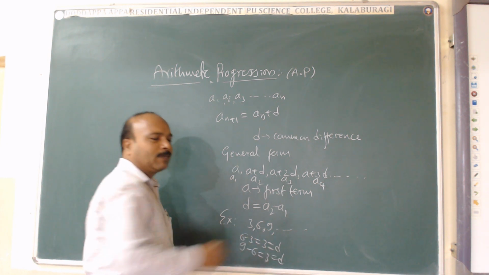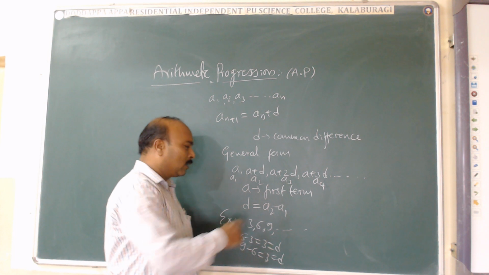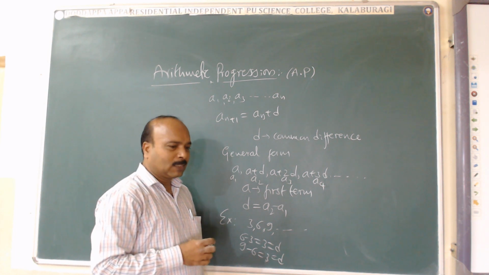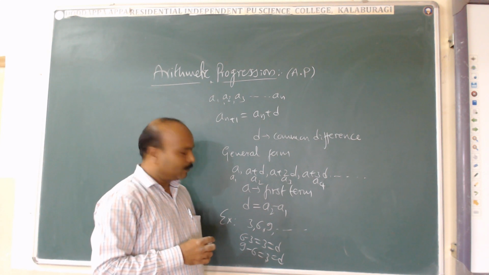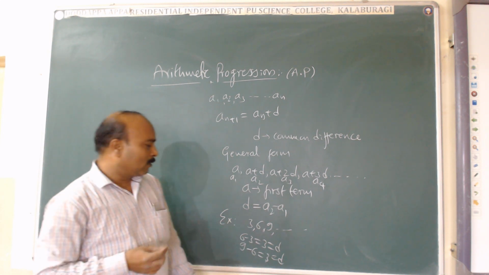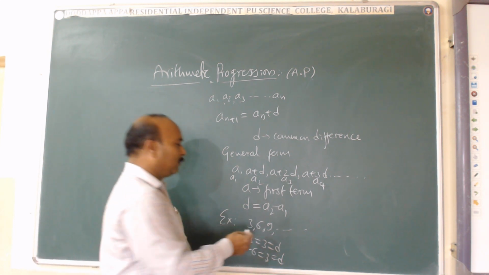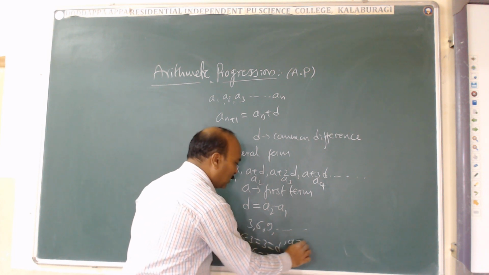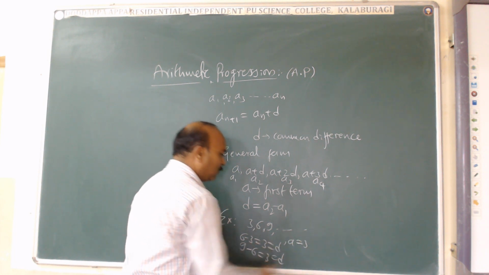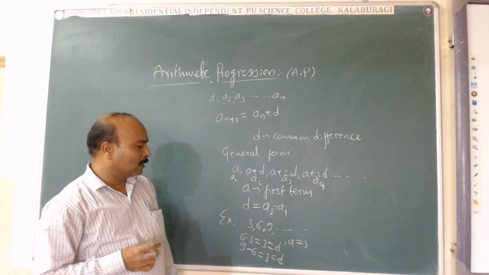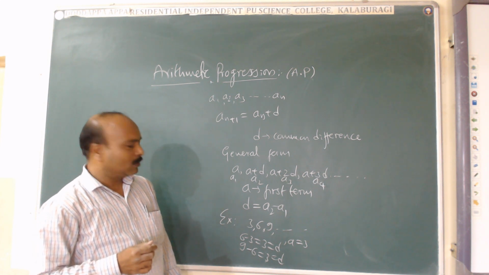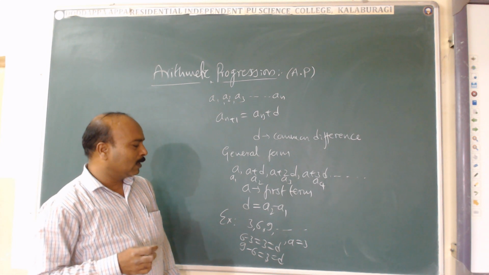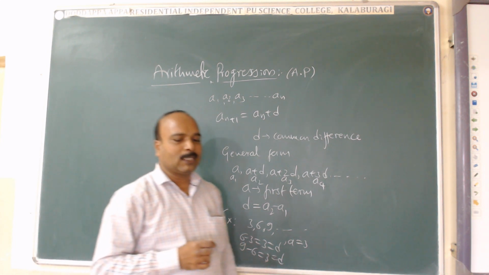Why is it called common? Because it is common for all the consecutive numbers; the difference is common, therefore it is called the common difference of AP. Now in this we see that the first term is 3, a equals 3, in this progression, and the common difference is also equal to 3, because we get d as a2 minus a1 equals 3.